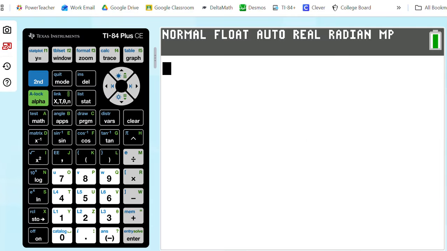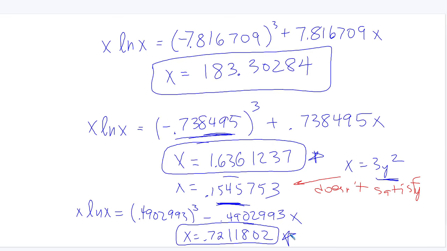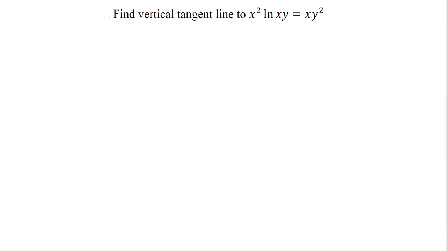The 3 that I've boxed here, these 3 most definitely work when you plug them back into x equals 3y squared. And the one extraneous one that we got here definitely does not. So that's the end of the first problem. So it's kind of a time-consuming one there.